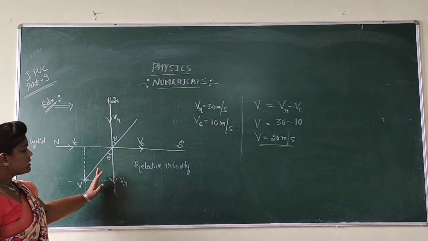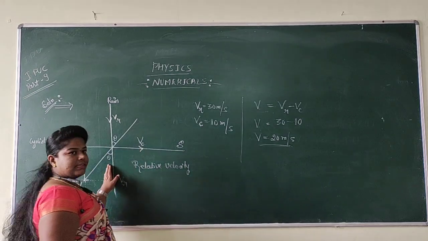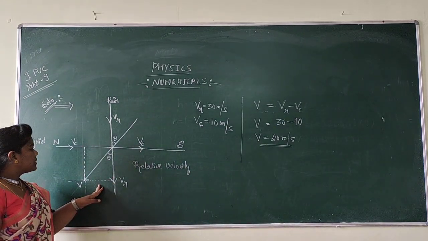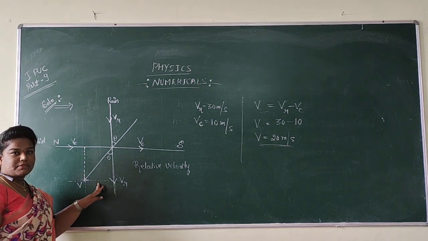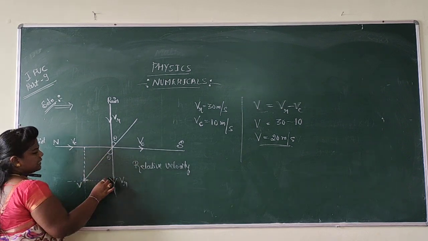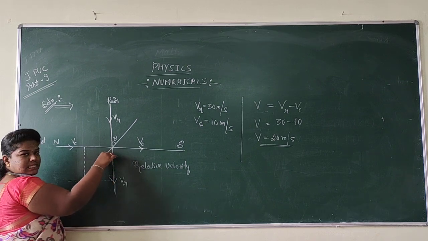At what angle should she hold her umbrella? To calculate this, I'm just using tan theta. This is VR, this is VC, and this is a right angle triangle. If you just consider this a right angle triangle, this is 90 degrees, and this is theta.